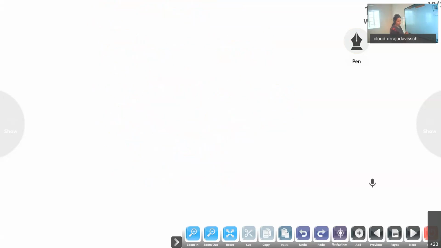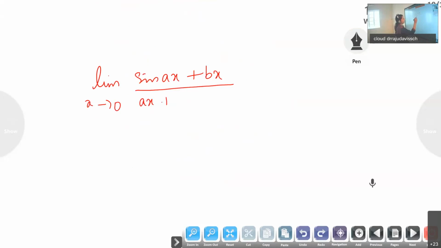Write the next one. Limit x extending to 0, sin ax plus bx by ax plus sin bx. How to do this?